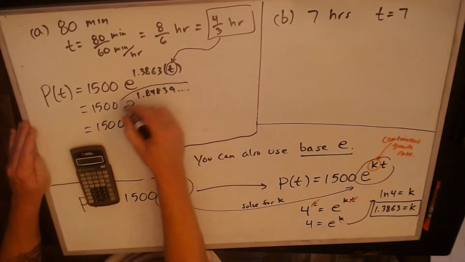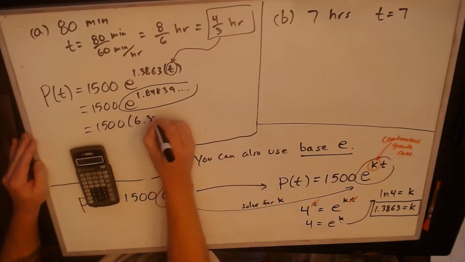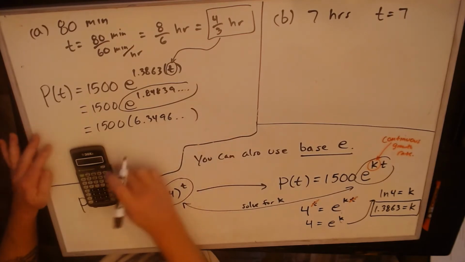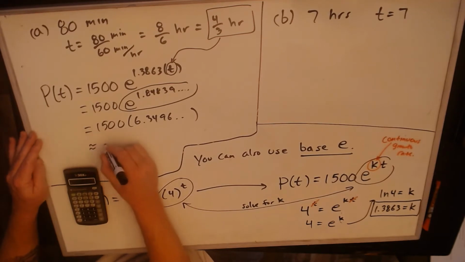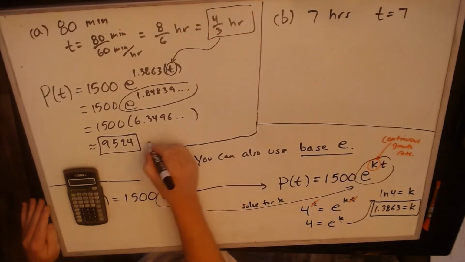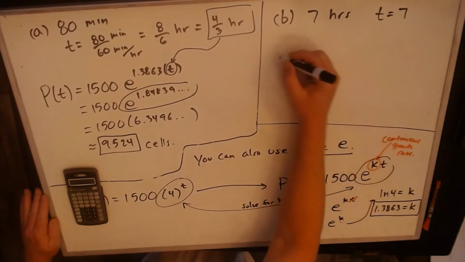Then I do my exponential key e. I get 6.3496. And then I multiply that by 1,500, and I should get exactly the same amount, 9,524. I should get the same result. You can rewind and see if I did, in fact, get that same result. I sure hope I did. I'll check this one as well.